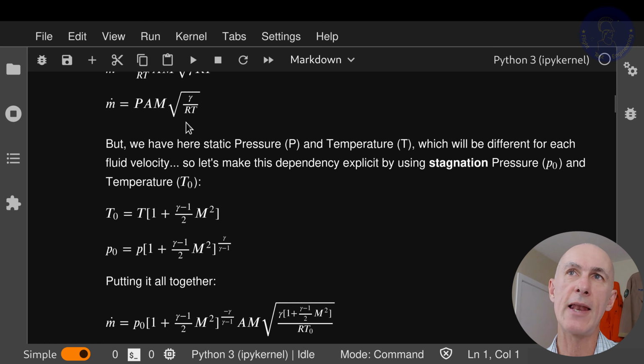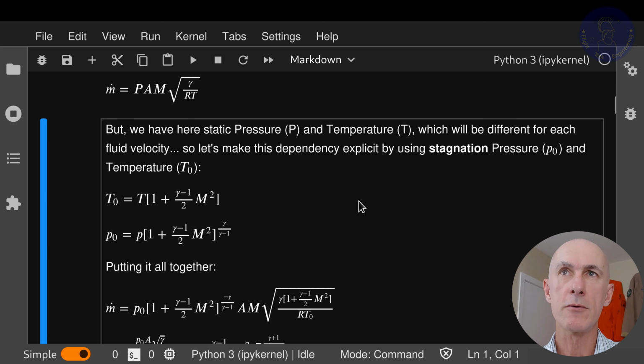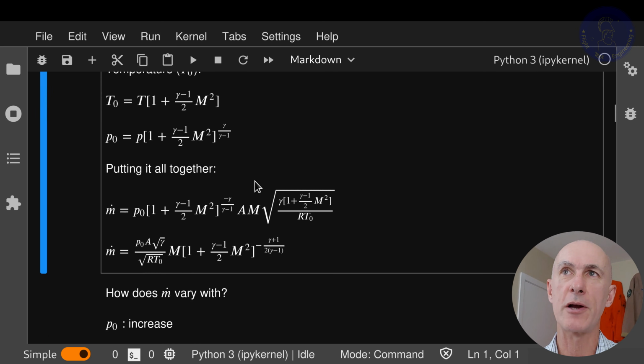But we have here static pressure and static temperature, which will be different for each fluid velocity. So let's make this dependency explicit by using the values T0 equals T times 1 plus gamma minus 1 over 2 Mach squared, and P0 equals P times 1 plus gamma minus 1 over 2 Mach squared to the power gamma over gamma minus 1. We can now substitute back and get this nice expression for mass flow, which I'm not going to read.